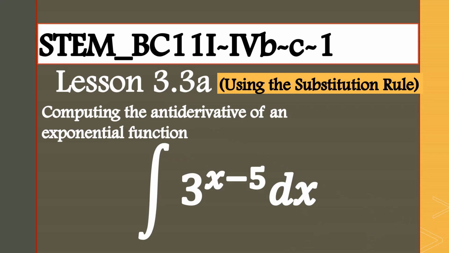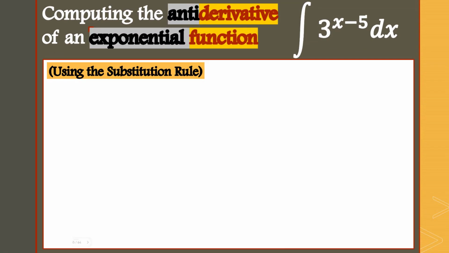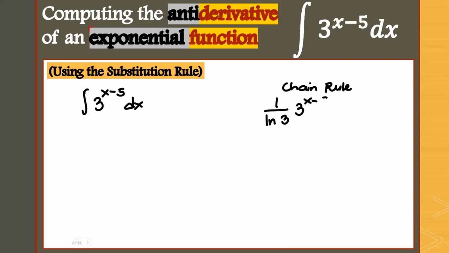Let's compute the antiderivative of this given exponential function using the substitution rule. We are given the integral of 3 to the power of x minus 5 dx. This is the same item discussed previously, but we used the chain rule to identify the result. By the way, you might want to review that specific video. The result is 1 over the natural logarithm of 3 times 3 to the power of x minus 5 plus c. This time, let's try to show the same result using the substitution rule.